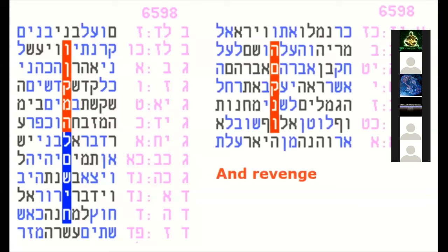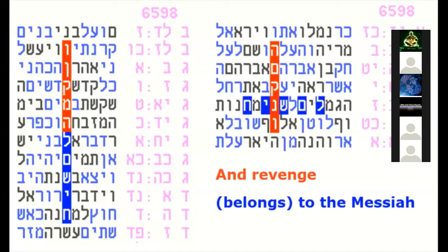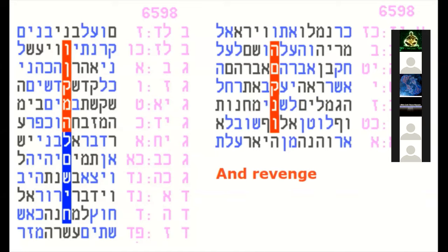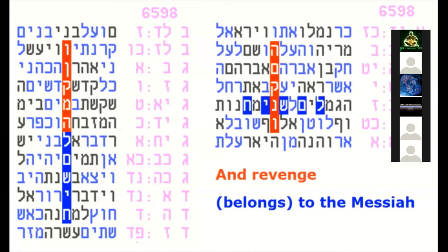Let's look at the same skip somewhere else. The same skip, 6598, and Revenge appears in a different place. Here it's on the right side, in Genesis. On the left side, it was in Leviticus. It only appears three times with this skip in the whole Torah. And this one happens to have Belongs to Mashiach crossing it, with the smallest possible skip of two. So again, it's a repetition, which confirms the original message.